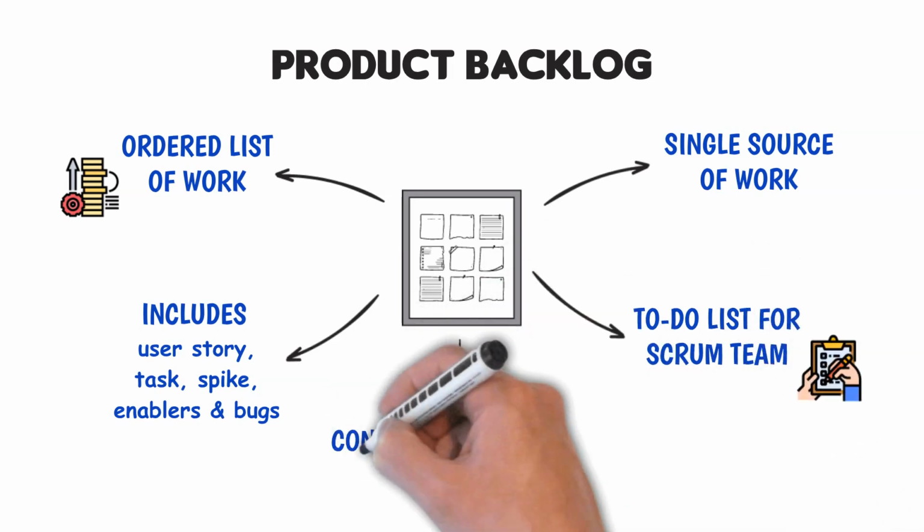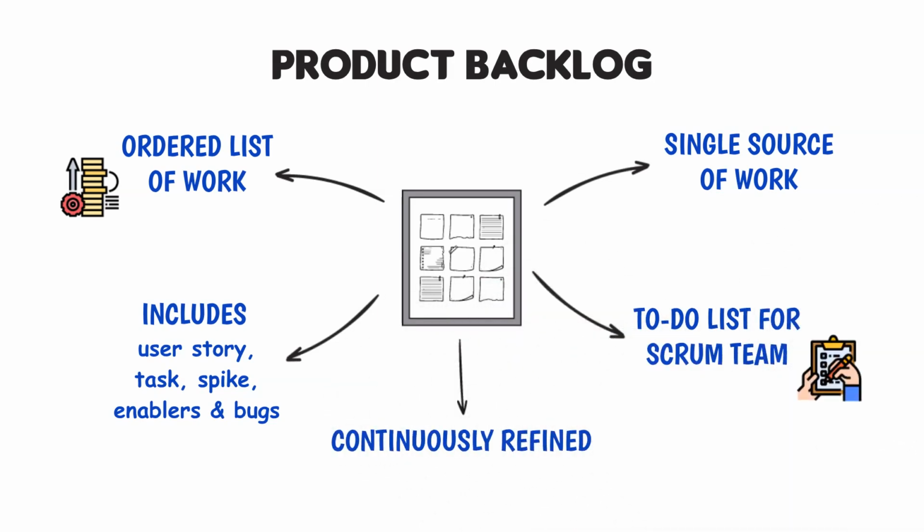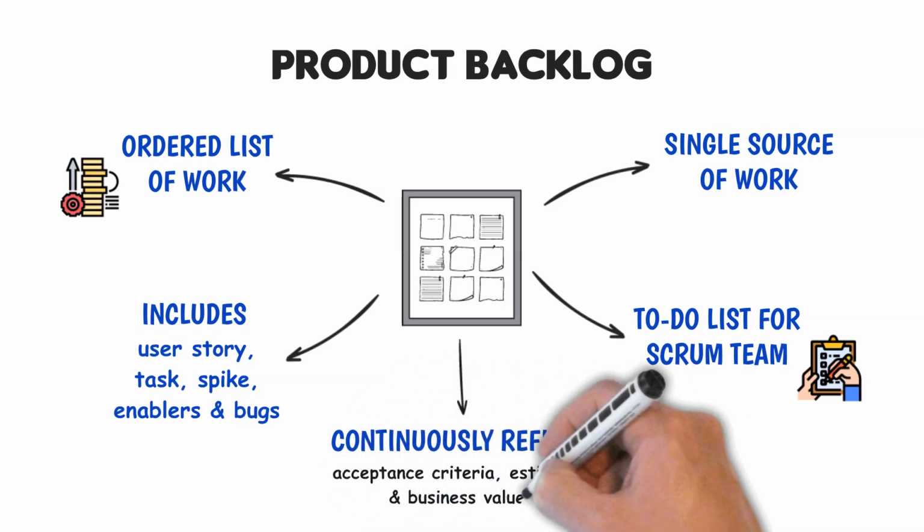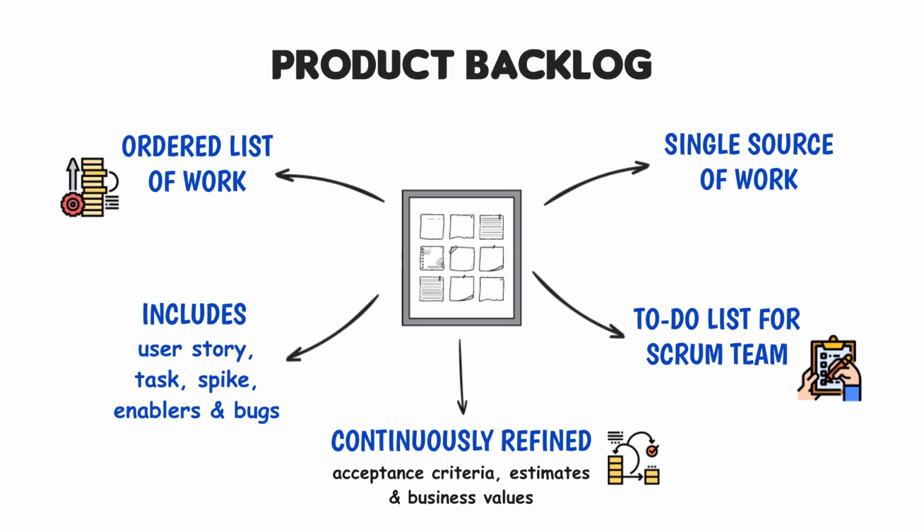The Scrum team continuously refines the Product Backlog to prepare it for upcoming sprints. Product backlog refinement is an act of adding details to each backlog item that may include acceptance criteria, estimates, and business values. Product backlog items are considered ready if they are small enough to fit within a sprint, estimated, and ordered.